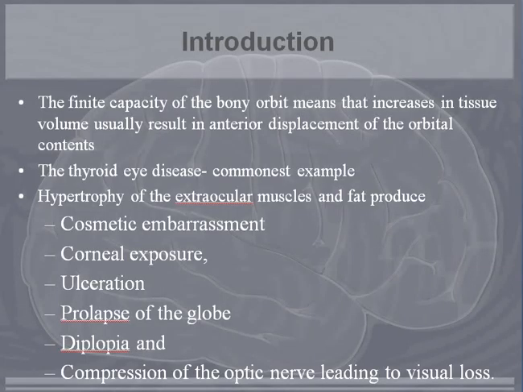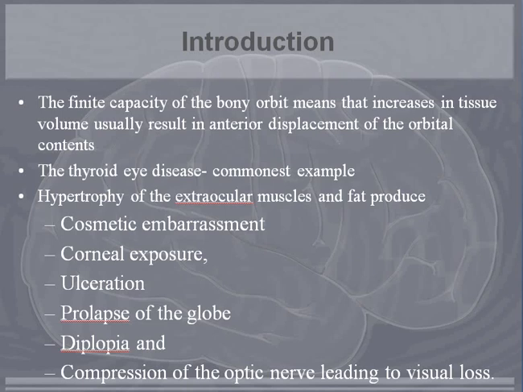Starting with the introduction. The finite capacity of the bony orbit means that an increase in the tissue volume usually results in the anterior displacement of orbital content. Any increase in the tissue volume, whether due to hypertrophy of the extraocular muscles or the fat, will eventually result in the anterior displacement of the orbital contents. Thyroid eye disease is the commonest example.